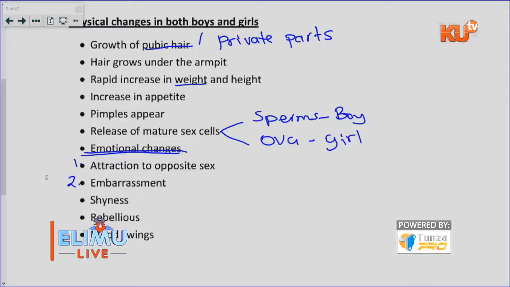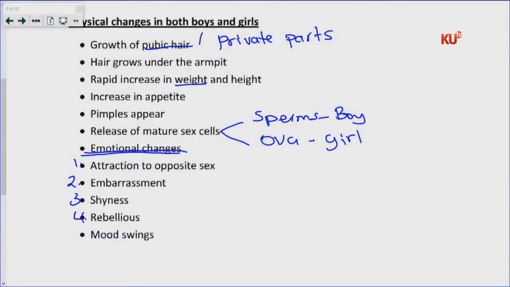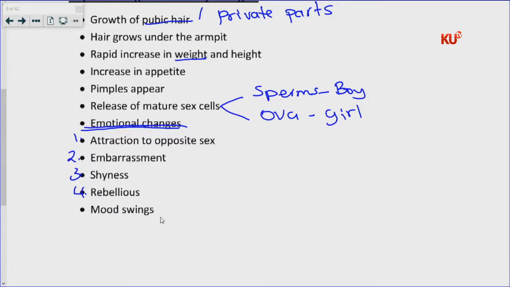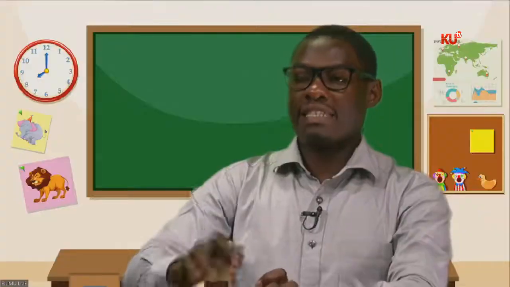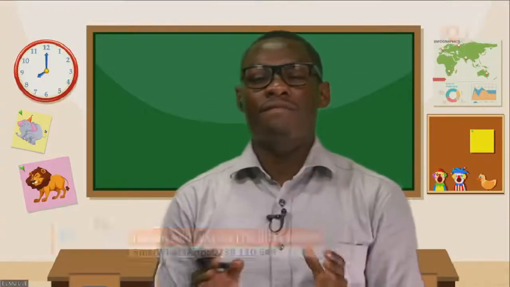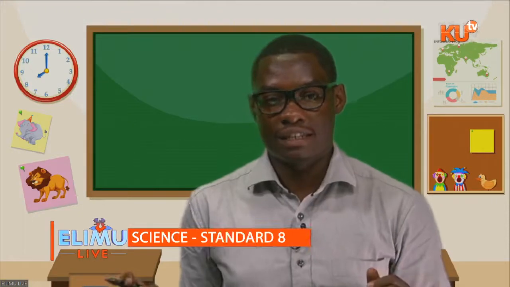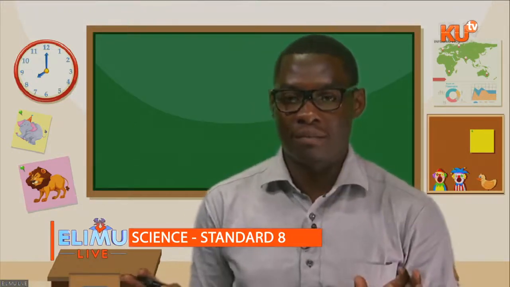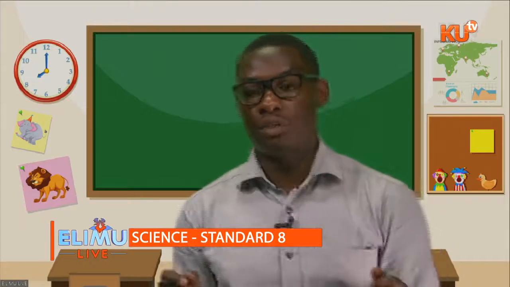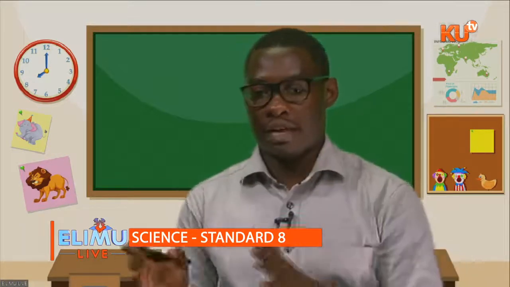Then we have shyness. Boys and girls in adolescence are very shy, rebellious. Most of them don't want to be told what to do. They want to do what they want, which is also not right. We also have mood swings, and these mood swings are brought about by hormone imbalance. Mood swings appear in a way that someone can easily change their mood from being very happy all of a sudden to being extremely sad or extremely bored. Those are what we refer to as mood swings, switching from one mood to the other.